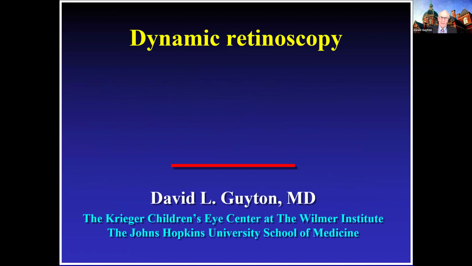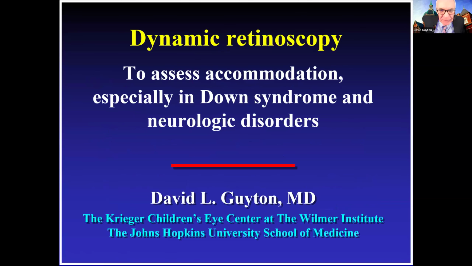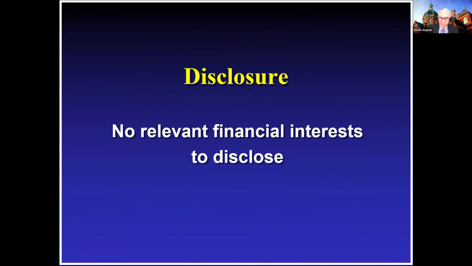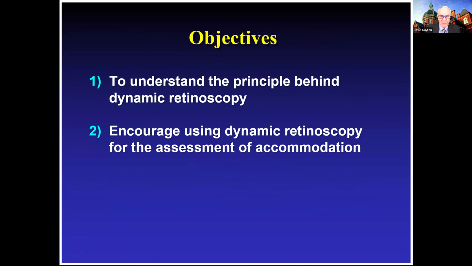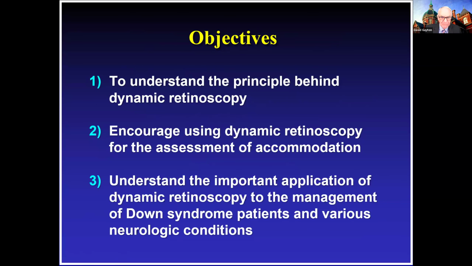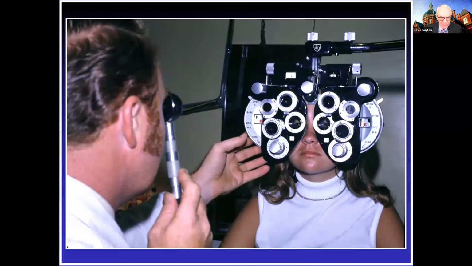My talk is on dynamic retinoscopy, which we use to assess accommodation, especially in Down syndrome and in various neurologic disorders. I have no relevant financial interest to disclose. The objectives of the talk are first to understand the principle behind dynamic retinoscopy, to encourage using dynamic retinoscopy for the assessment of accommodation, and to understand the important application of dynamic retinoscopy to the management of Down syndrome patients and various neurologic conditions. Now, the retinoscope is the tool that we use most objectively to refract patients and also to assess accommodation, as we'll see shortly.